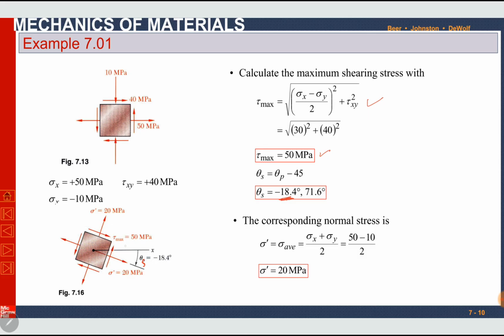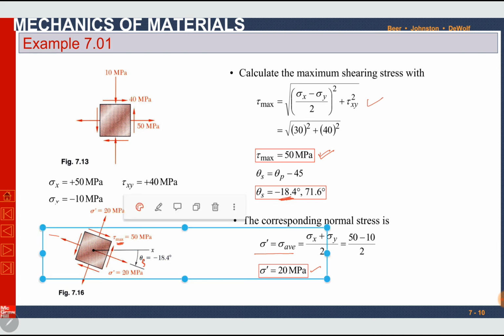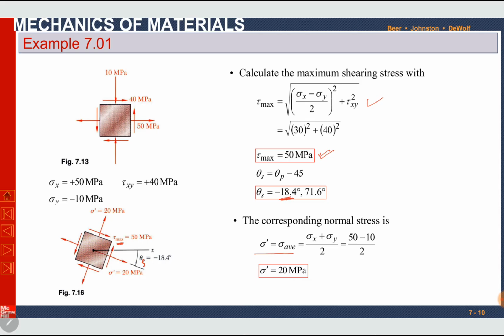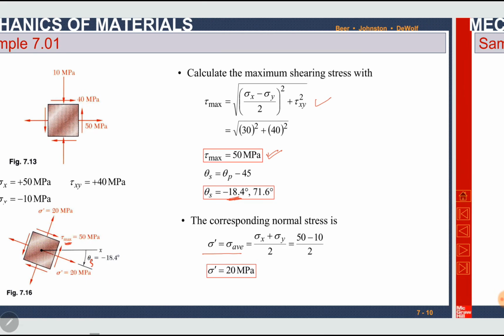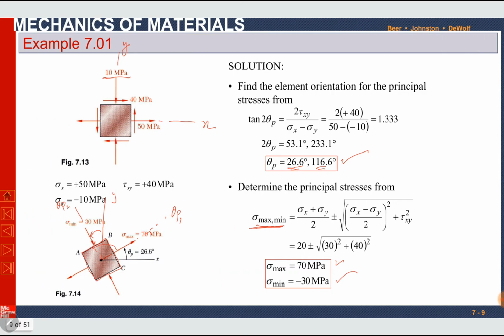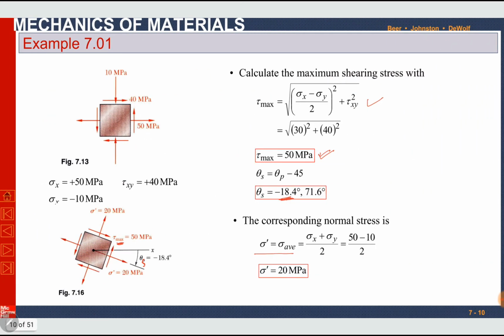The stresses parallel to this element are tau maximum, which is 50 megapascal. And when tau is maximum, corresponding normal stress will be sigma dash equal to sigma average. Average is sigma x plus sigma y by 2, which is 20 megapascal. So here 20 megapascal in all directions. If it is positive, it will be tensile. If it is negative, it will be compressive. So once you find sigma maximum, sigma minimum and theta p, you have to draw its element. Once you find tau maximum and theta s, you have to draw its element.